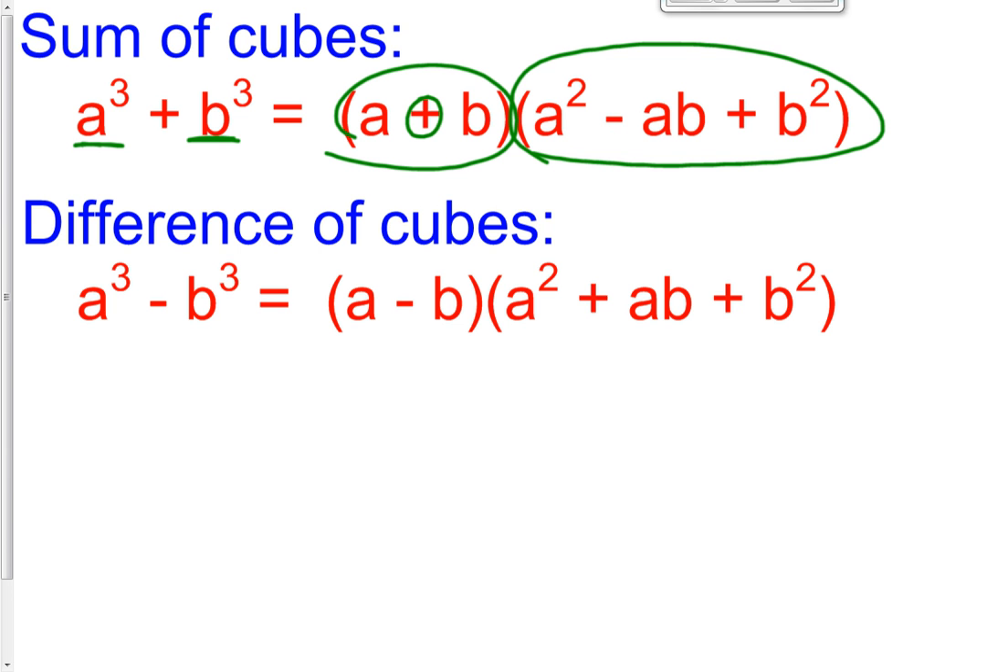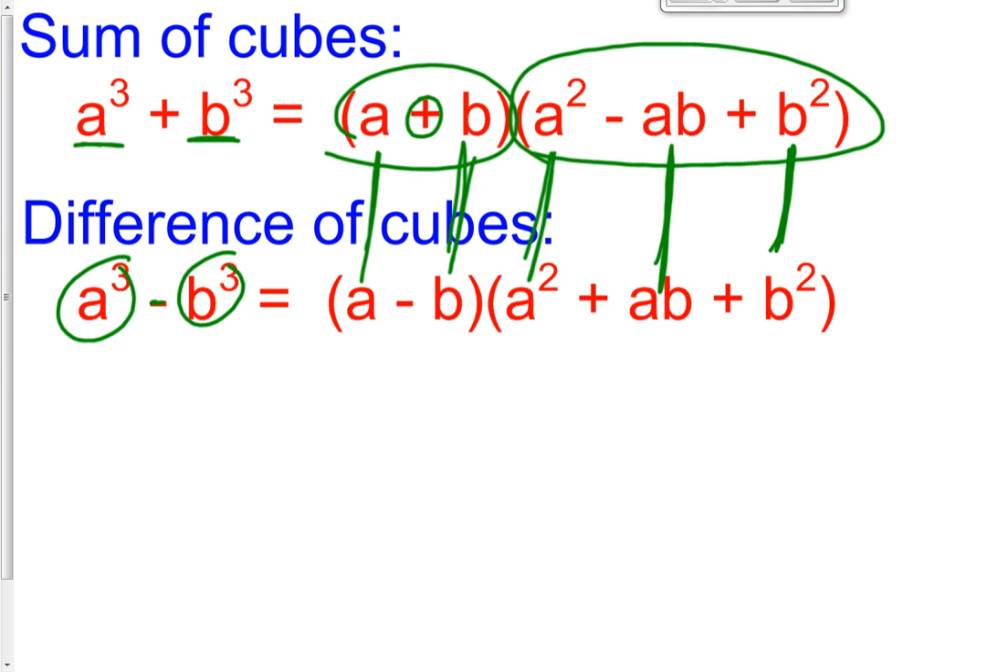If we have a cubed number and another cubed number, and it's the difference, meaning there's a subtraction sign in between, it's very, very similar. As you can see, the a's go in the same spot, the b's go in the same spot, the a squareds go in the same spot, the a times b go in the same spot, and the b squareds go in the same spot. What's different is the signs. Now it's going to be minus, plus, plus. So in the sum of 2 cubes, it's plus, minus, plus, and in the difference of 2 cubes, it's minus, plus, plus. So that's the difference between the 2 formulas.